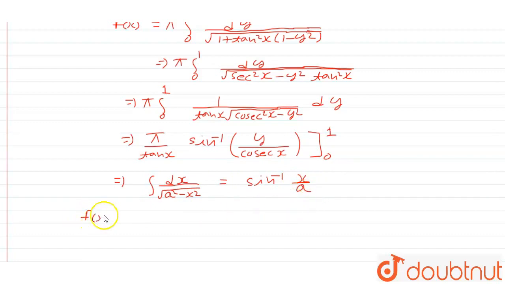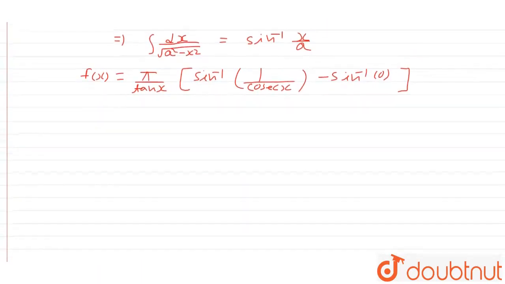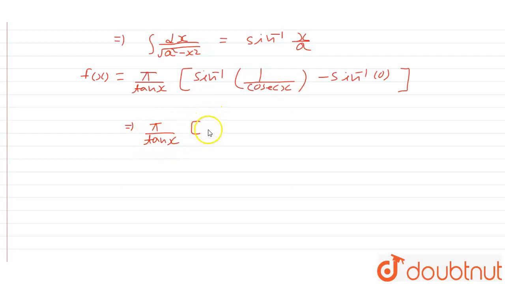So finally we have to write here f of x equal to pi by tan x, and here sin inverse 1 by cosec x minus sin inverse 0. This will come here. Next the value will come like here. Finally, we have to get it here. F of x, the value of f of x is nothing but pi by tan x, there, sin inverse 1 upon cosec x, we also know that this thing will come. So this is nothing but x only. So x minus 0. So finally we have to get here pi x by tan x.